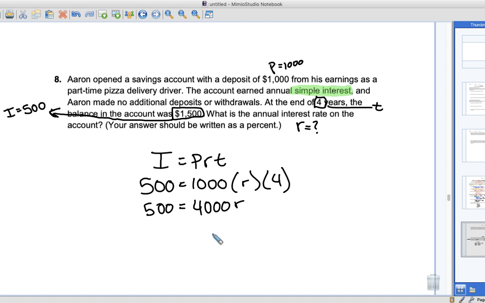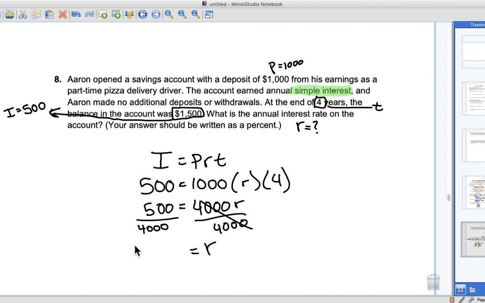Okay. Last step, Paris. To solve for R, what would my last step be? Divide by 4,000 on each side. Carly, if I'm entering this into my calculator, 500 divided by 4,000, which number should I enter first? Very good. Thank you. 500. I still have people doing that backwards. The top number always goes in first. So it's 500 divided by 4,000.